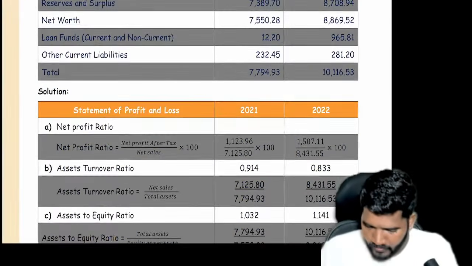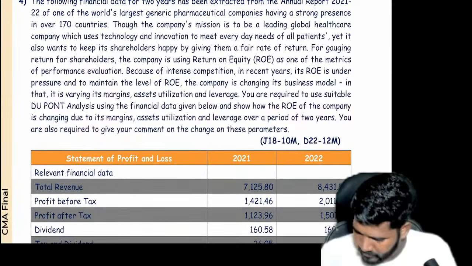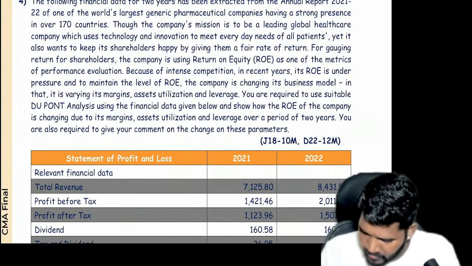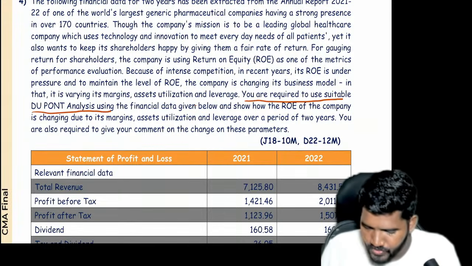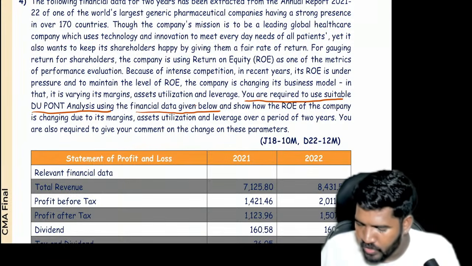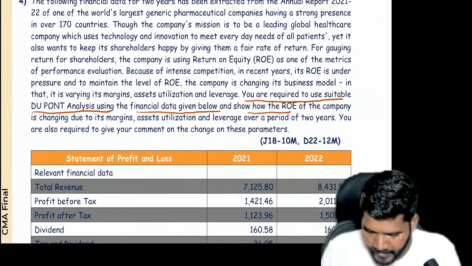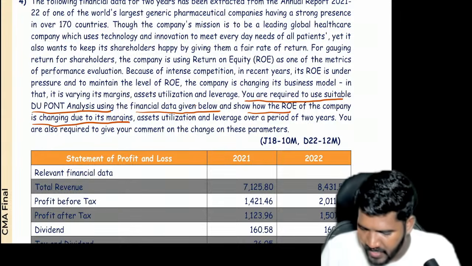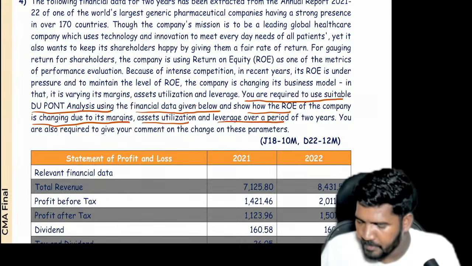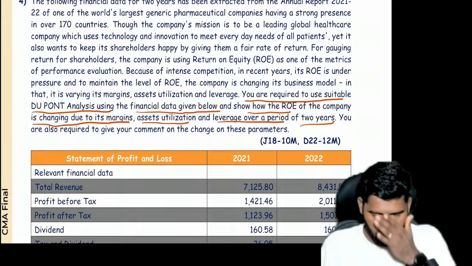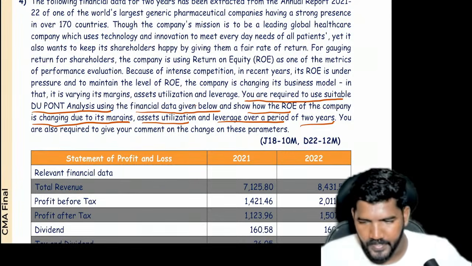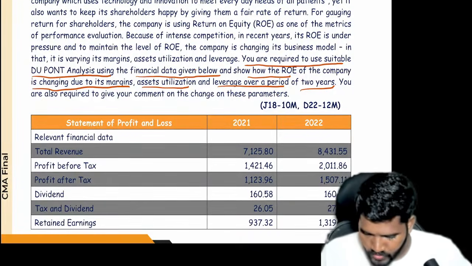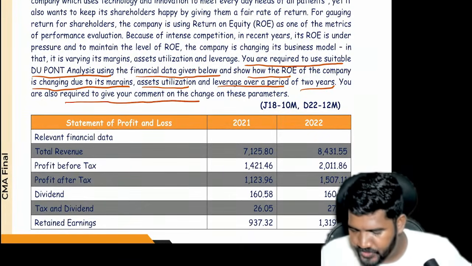So when it comes to here, see here, you are required to use a suitable DuPont analysis using the financial data given below. Show how return on equity of the company is changing due to its margins, asset utilization, and leverage over a period of 2 years. Don't misunderstand the word leverage. Here leverage means risk of the company. You are also required to give your comment on the change in this parameter.